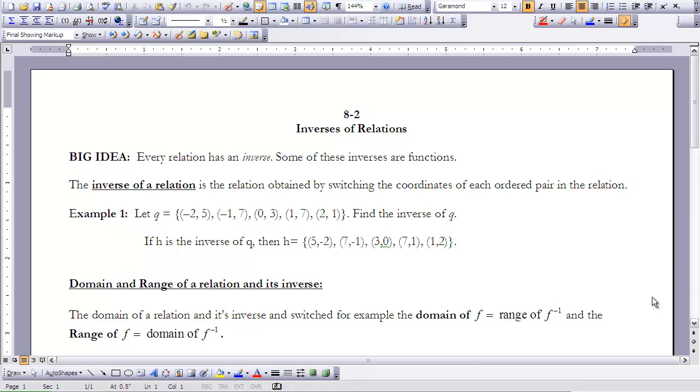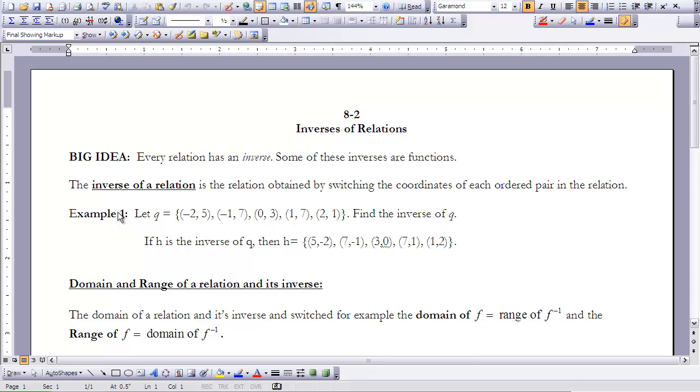But before I even go into the inverses, let's refresh our memory as to what it is to be a relation. A relation is just simply a set of ordered pairs. So if we're going to do an inverse of ordered pairs, let's think about what that might mean. We are just basically switching the coordinates of each ordered pair. So our x's become y's and our y's become x's.